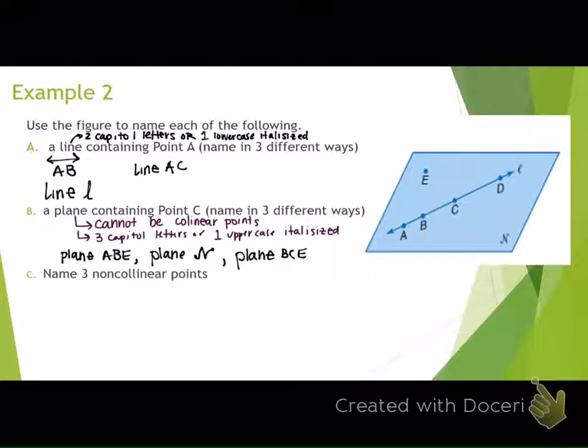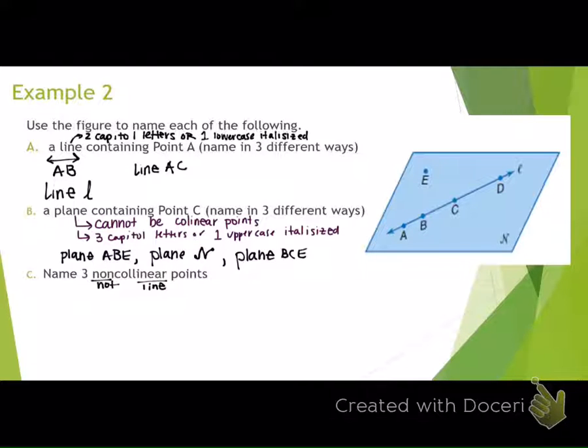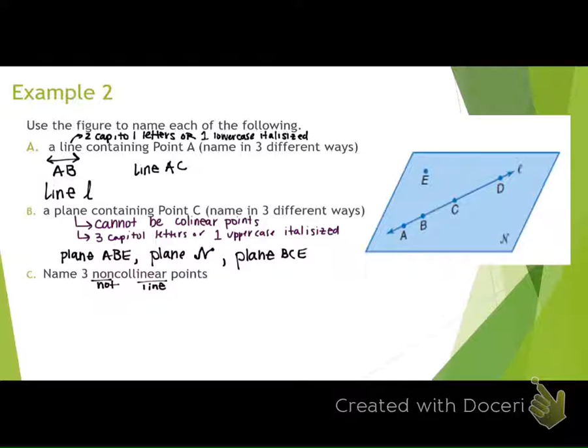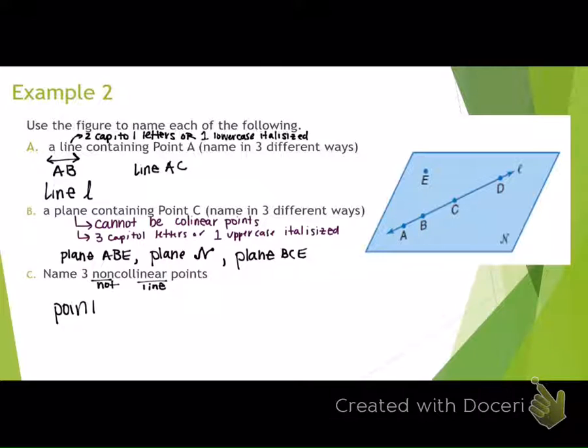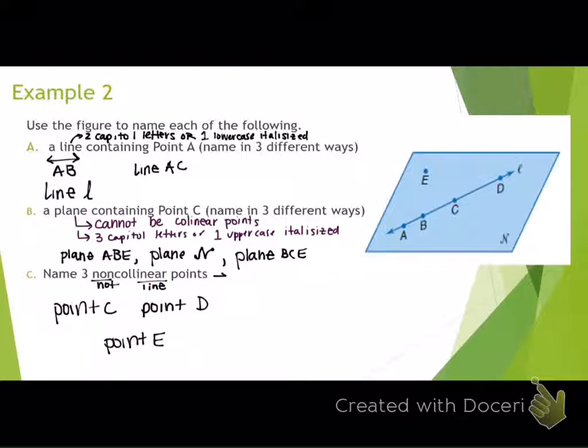Okay. Very good question. Name 3 non-collinear points, meaning they're not along the same line. Not on the same line. Hannah. Plane CDE. Points. Those letters are beautiful, but I need just points. So say point in front of all of those letters. Point C, point D. Yes. So it's point C, point D, and point E. So we want to know point. So points are a single capital letter.